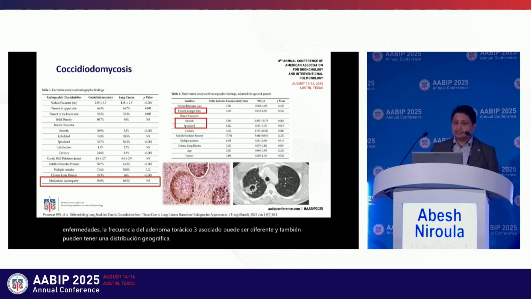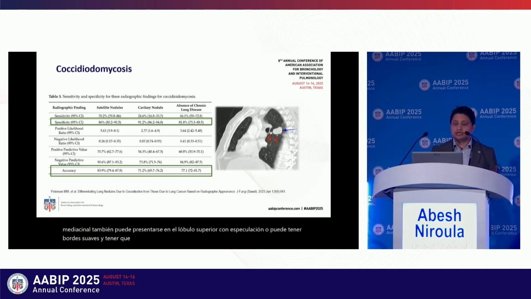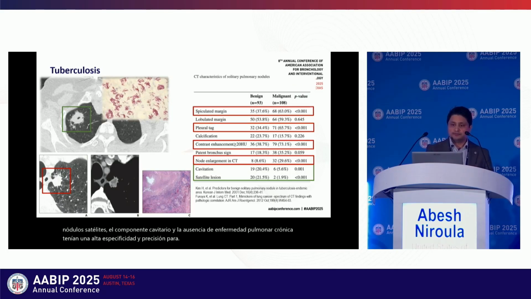Taking the example of cocci infection, in this study by Peterson and colleagues looking at the radiographic features to distinguish cocci versus lung cancer, they reported that cocci can present with mediastinal adenopathy, can also present in the upper lobe with spiculation, or can have smooth borders and a tendency to have satellite nodules. In the same study, they reported that the presence of satellite nodules, a cavitary component, and absence of chronic lung disease had high specificity and accuracy for diagnosis of cocci.